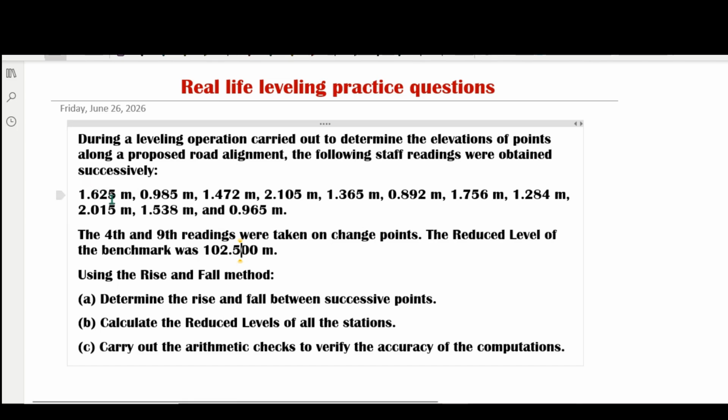The first reading here is going to be taken on a benchmark, and that first reading taken on a known elevation is known as what? Backsight. We did that in the previous video, so let's go on and input these values. After the benchmark, other readings are intermediate readings unless we have a change point. That's when we now have a foresight reading. They have identified our change points for us, that is the fourth reading and the ninth reading. So let's go.